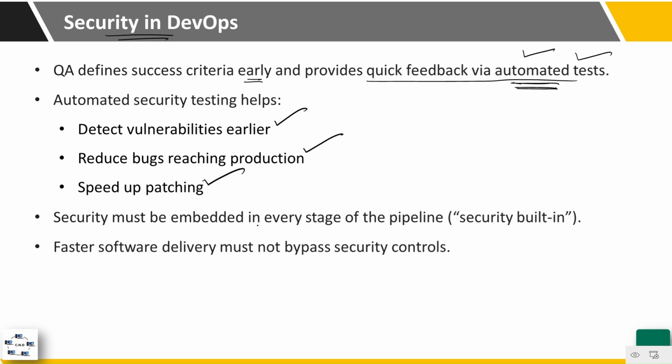Security must be embedded in every stage of the pipeline. That is, security should be built in. Faster software delivery must not bypass security controls. DevOps basically delivers fast delivery of software, but again, security controls and security needs should not be bypassed or compromised. And for this, we have the integrated automated testing of the security controls.